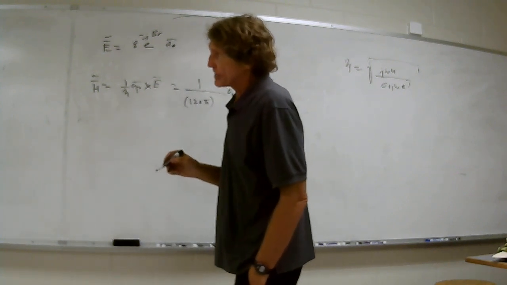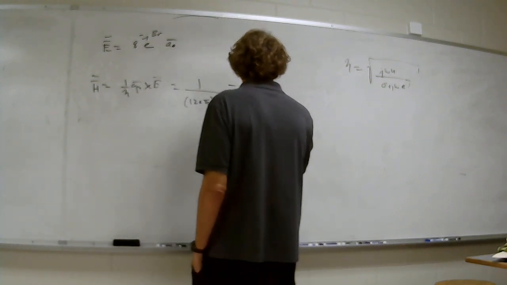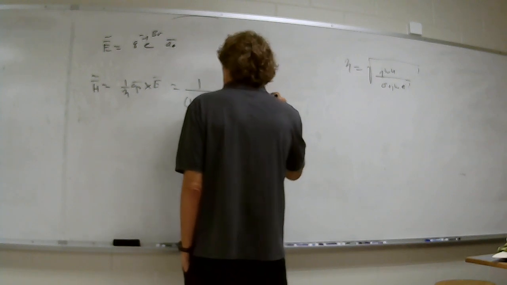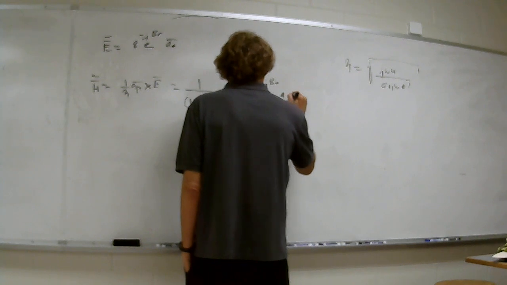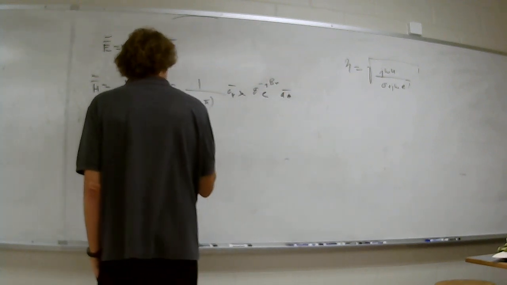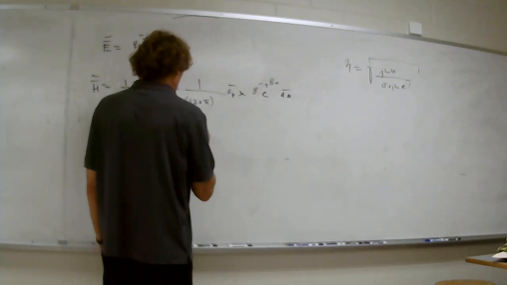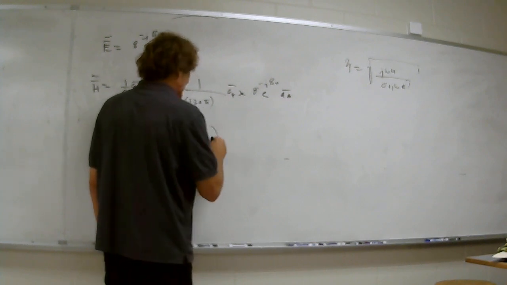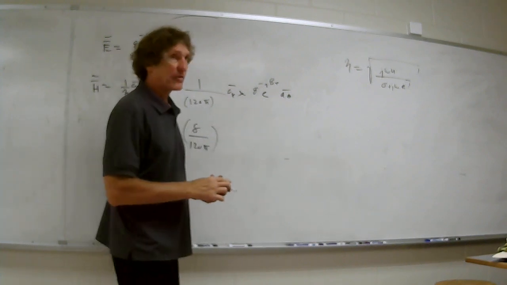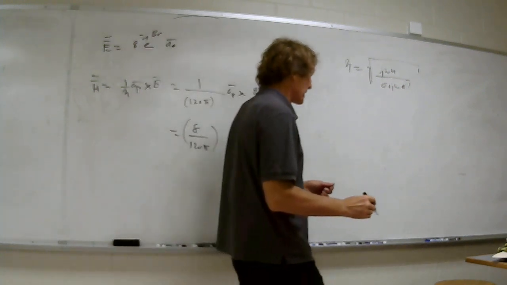There's the E field right there, which is 8 e to the minus j beta r a_theta. This is spherical. So the magnitude is going to be 8 over 120 pi. Then I have a_r crossed a_theta. Is that minus a_phi?